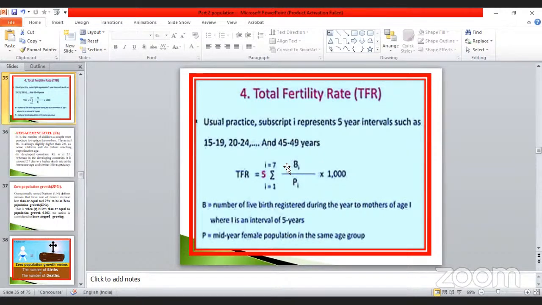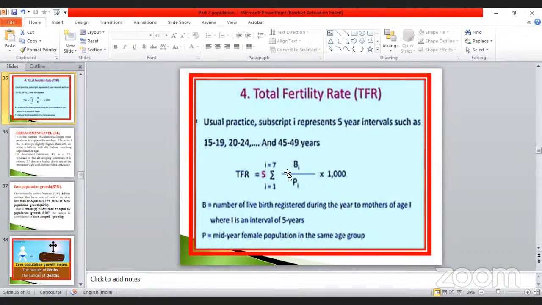The formula used for the total fertility rate, TFR, is equal to sigma i equals 1 to 7 of B_i divided by P_i, into 1000. Always they calculate it per thousand. B is the number of live births registered during the year in age group i, where i is the interval of 5 years. P is the mid-year female population in the same age group. These are the expansions of the formula.